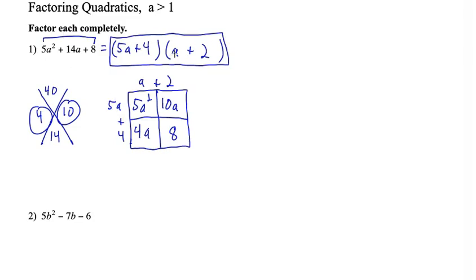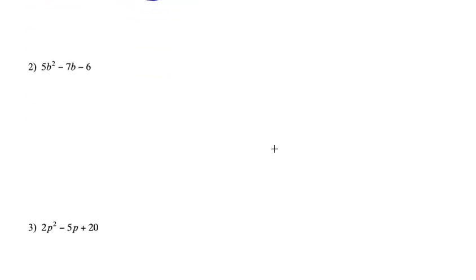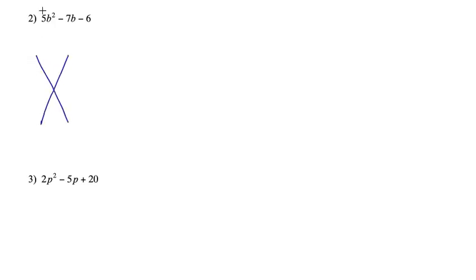When you're factoring, remember to write out the factors. You don't just want to have your box and the diamond. We still need to write out the factors. Okay, at number 2, we notice we have a coefficient greater than 1. So when we start with our diamond, we're going to multiply 5 times negative 6, and the sum will be negative 7.